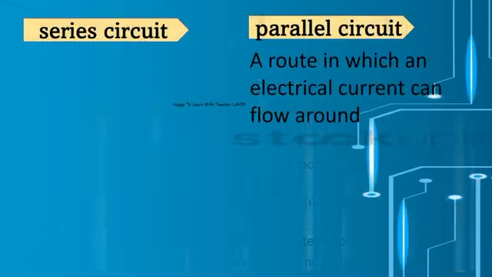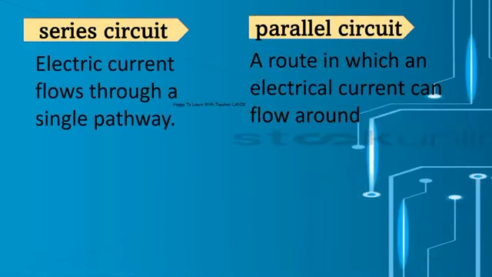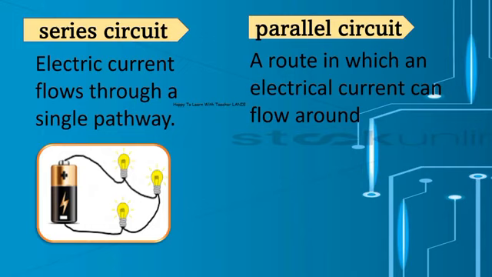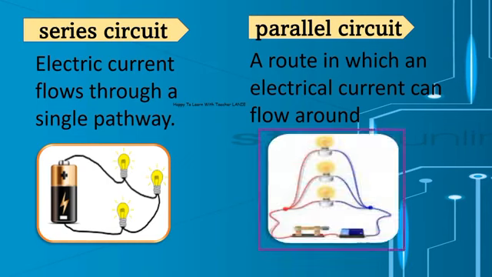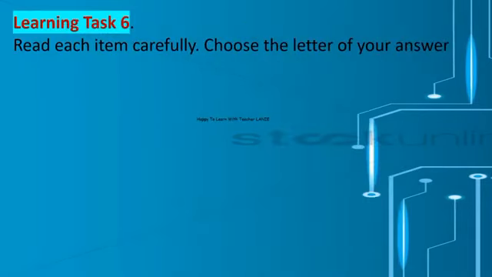Series circuits: electric current flows through a single pathway. Parallel circuits: a route in which an electrical current can flow around. Learning task number 6. Read each item carefully. Choose the letter of your answer.